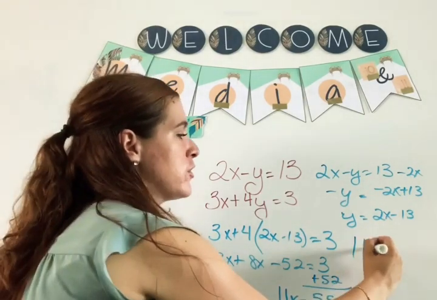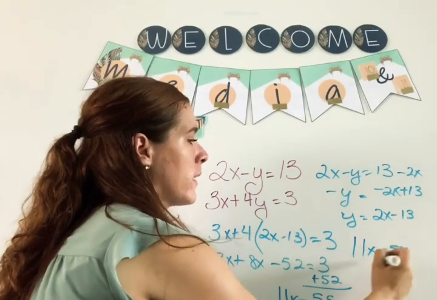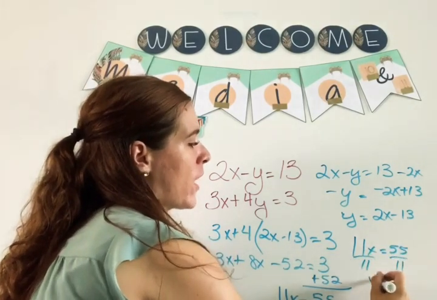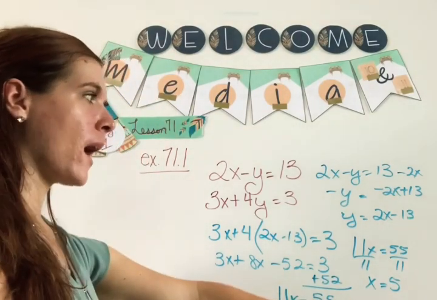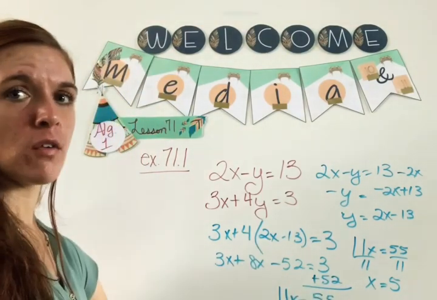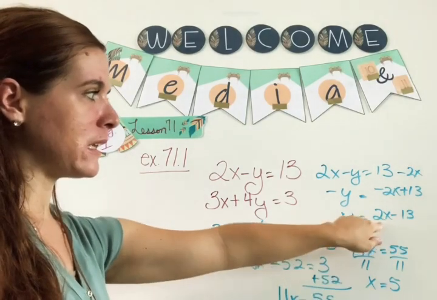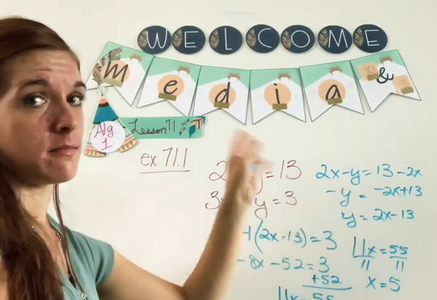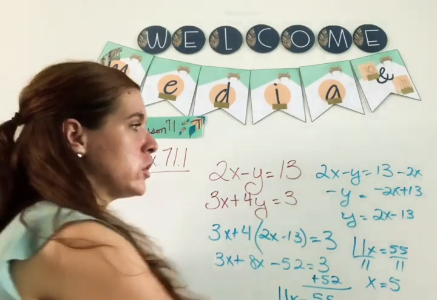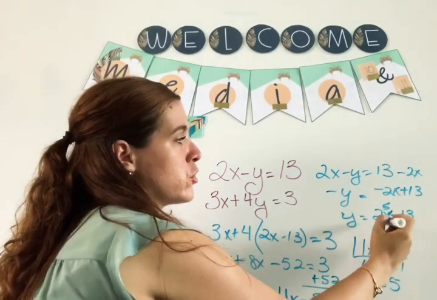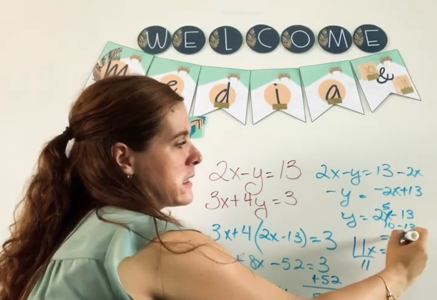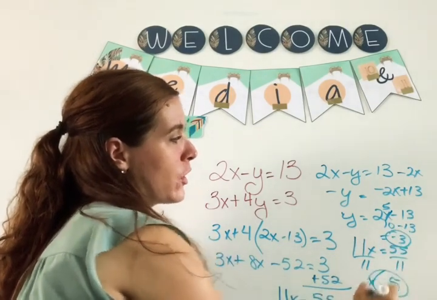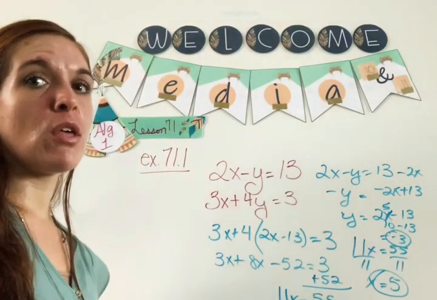Let's write it over here. So your x is going to equal what? You're going to divide by 11, your x equals 5. Then in order to solve for your y, you can go anywhere to solve for that y. You can put that 5 in here, because that y is just waiting for you to use. So 2 times 5 is 10. 10 minus 13 is negative 3. So your answers are 5 and negative 3.